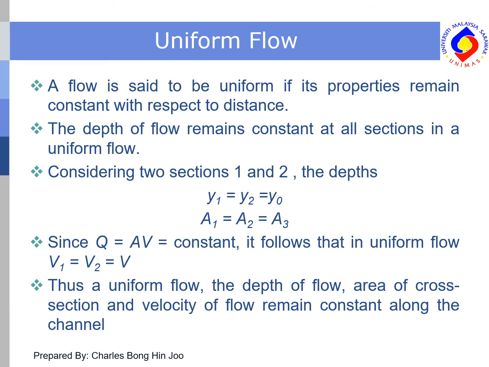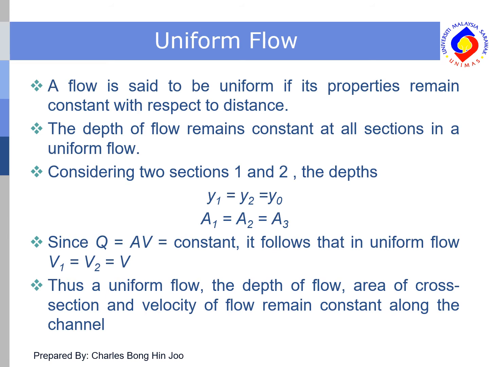In other words, along a channel, if you take any two points, the properties are the same at both these points. The property here actually refers to the flow depth and also the cross-sectional area. So, since Q equals AV, if the flow is uniform between the two sections, the Q, or the discharge here, should be a constant.